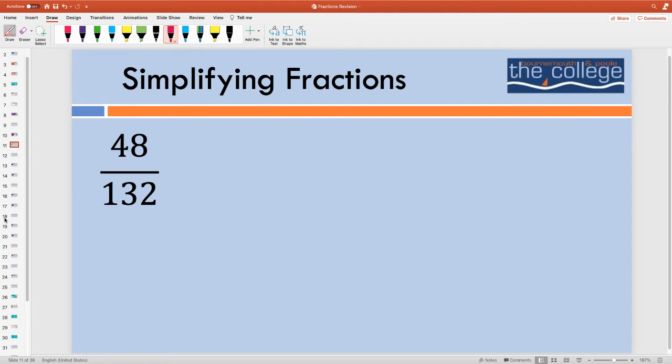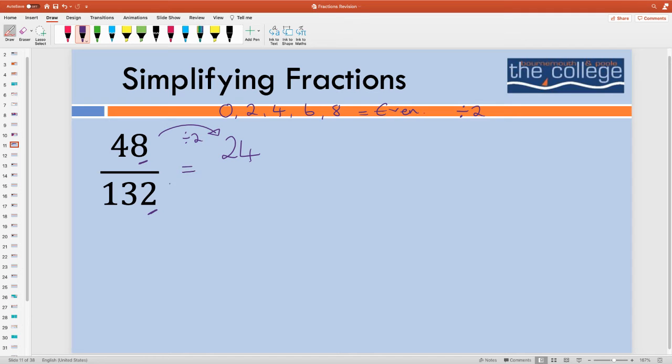So 48 over 132. Now, if you've got big numbers, do not panic. Okay, it's just a case of thinking where to start. And these are both even numbers, ending in a 0, a 2, a 4, a 6, or an 8. Okay, they're all even numbers. So if they're even, then you can divide by 2. So let's do that. Let's have 2's into 48, or 48 divided by 2, or half of 48. Half of 48 is 24.